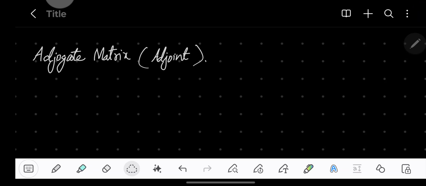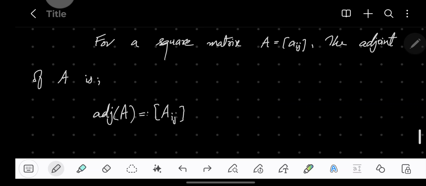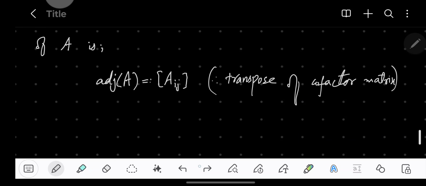In this video, we will talk about the adjoint of the matrix, which is sometimes called the adjugate of the matrix. So, if we are given a square matrix, you can call it Aij, a square matrix of order n by n, then the adjoint of the matrix can be defined in this way: capital Aij, where capital Aij is the transpose of the cofactor matrix.